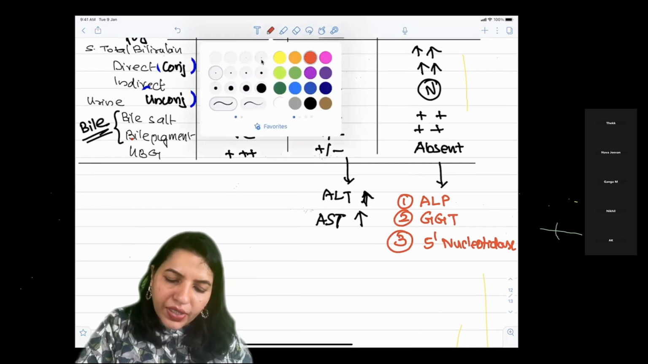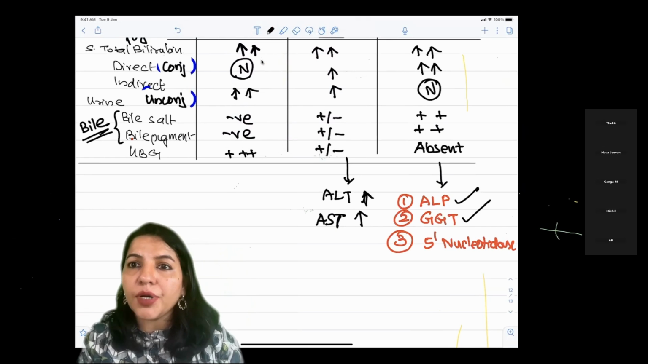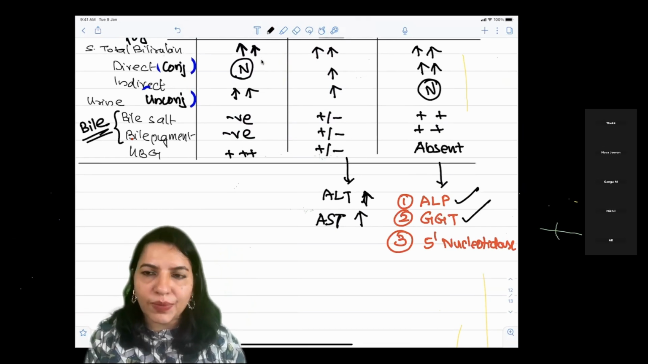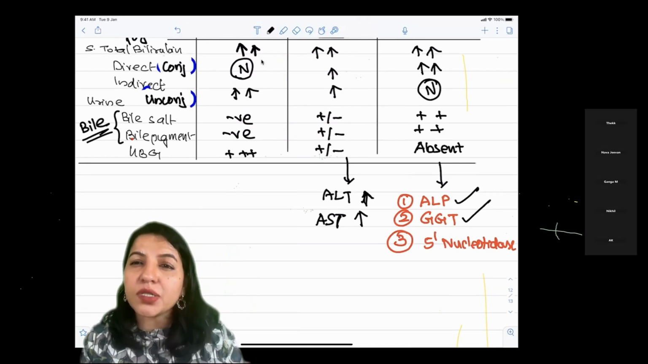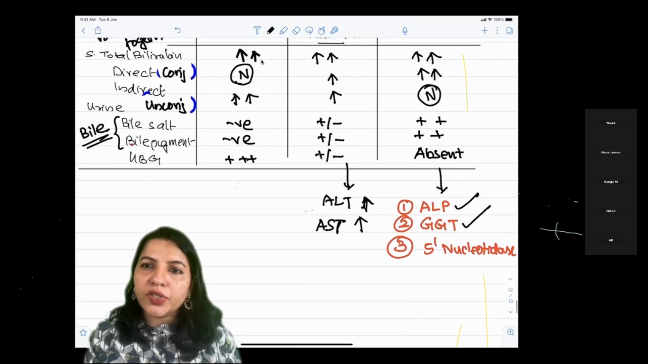These are the enzyme markers for obstructive jaundice. Previous year question wise, this can be asked. This is also asked. Gamma glutamyl, last NEET also the same. Gamma glutamyl transferase or transpeptidase is elevated in obstructive jaundice.